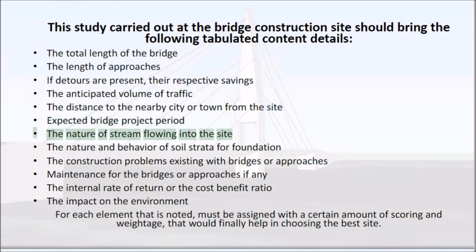The nature of the stream flowing into the site. The nature and behavior of soil strata for foundation. The construction problems existing with bridges or approaches. Maintenance for the bridges or approaches, if any. The internal rate of return or the cost-benefit ratio. The impact on the environment. Each element that is noted must be assigned a certain amount of scoring and weightage, which would finally help in choosing the best site.